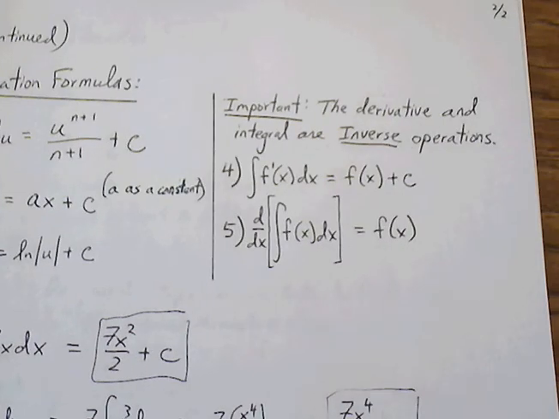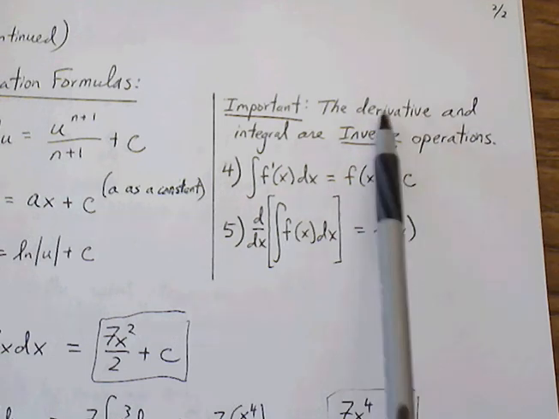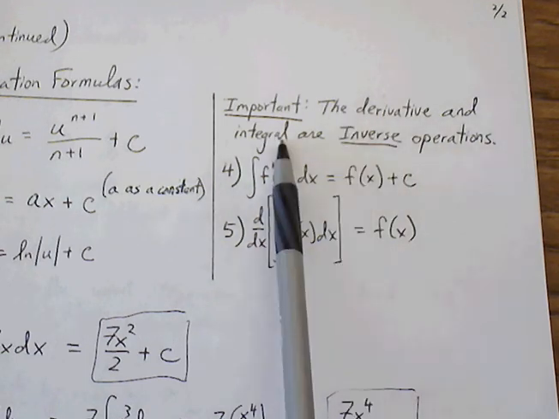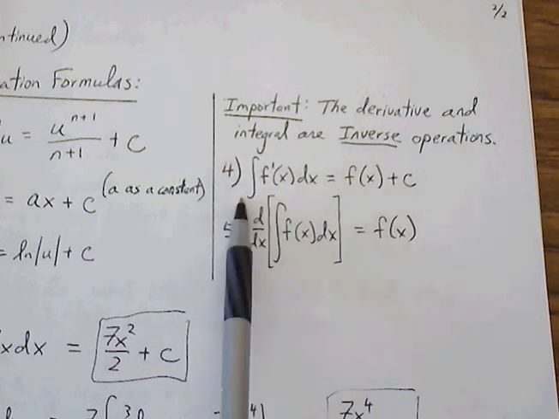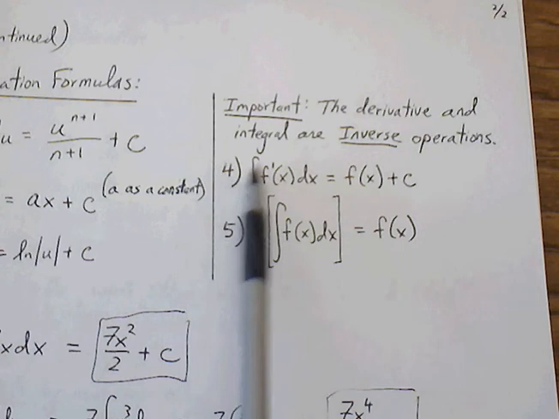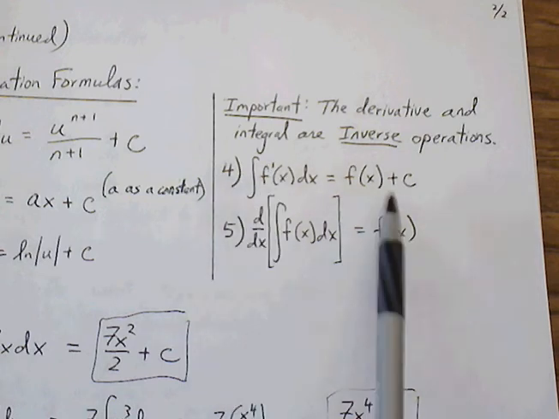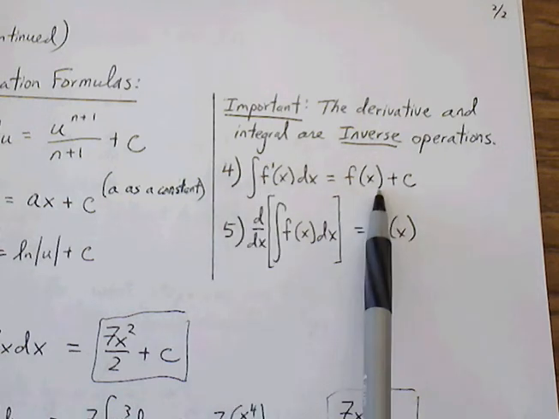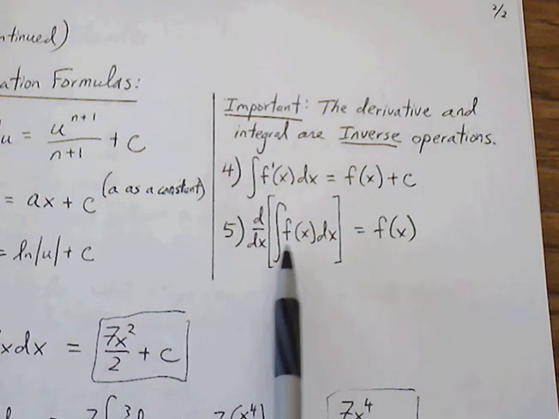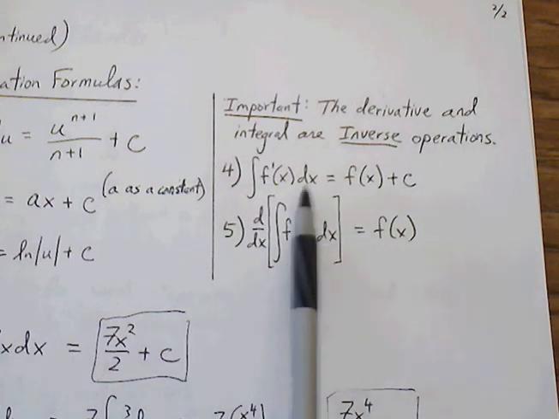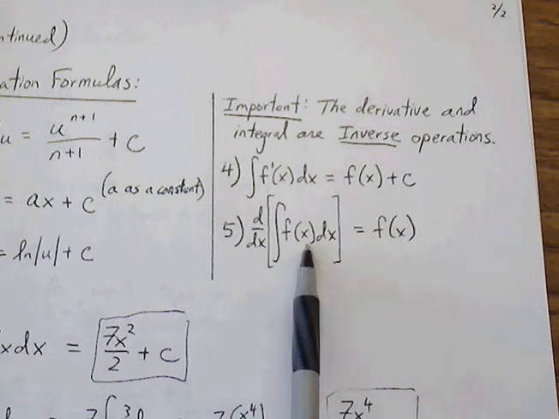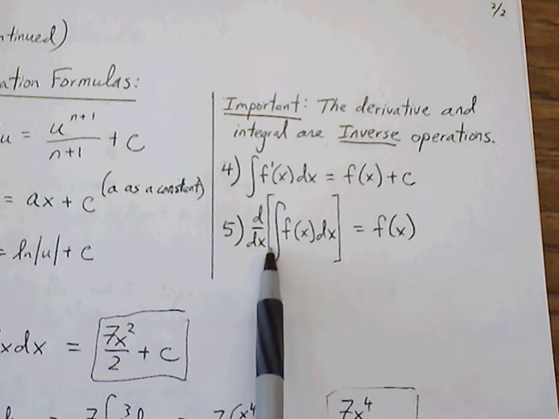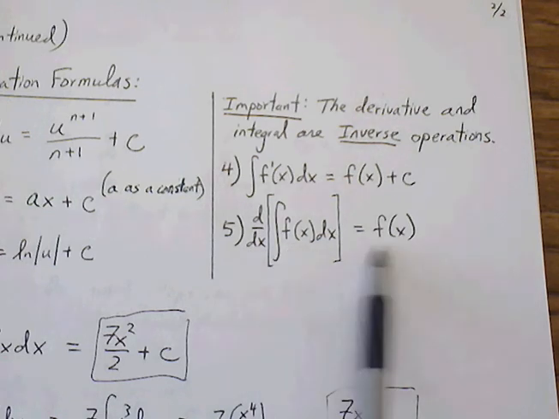This is very important. The derivative and integral are simply inverse operations, so they have a way of undoing each other. If I take the integral of a derivative function, then these two operations cancel each other out, and I'm just left with the original function. Same thing, if I have an original function, find its integral, and then find the derivative of the integral of the original function, these two operations will cancel each other out, leaving me with my original f of x.